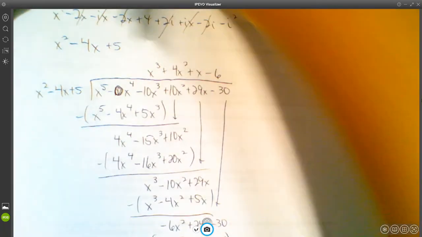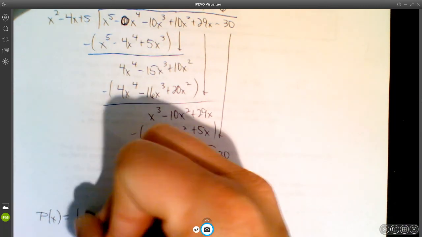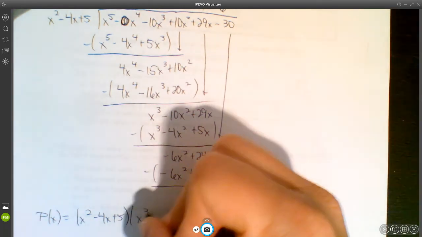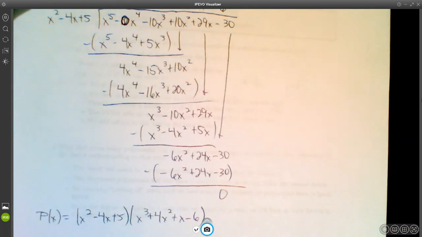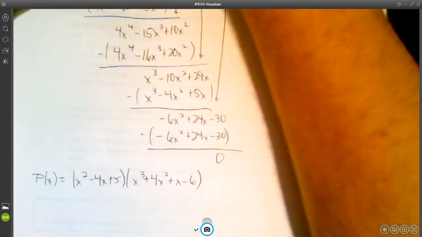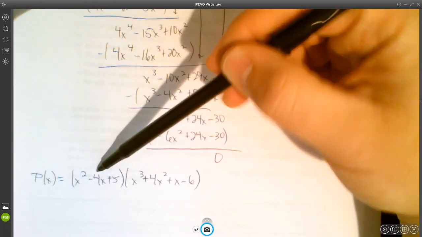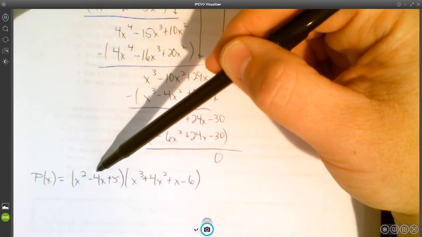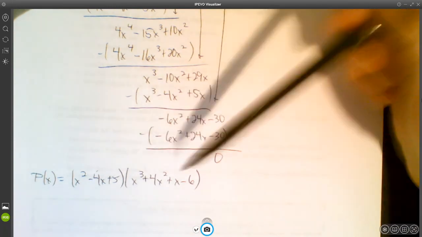So what does that tell us? Well, that tells us that our original polynomial p of x is x squared minus 4x plus 5 times x cubed plus 4x squared plus x minus 6. Very good. Now, we're supposed to find the remaining zeros. We know that the zeros that come from this factor are 2 plus i and 2 minus i, since those are what were given to us at the beginning of the problem. But we want to find the other 3 zeros that come from this factor.